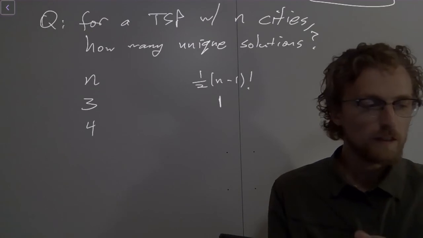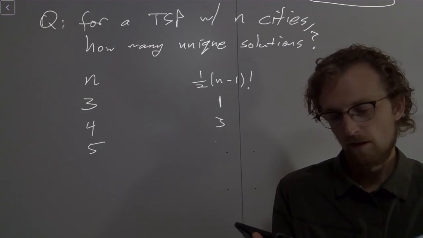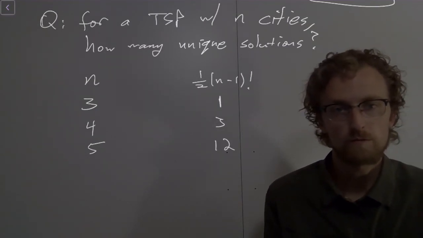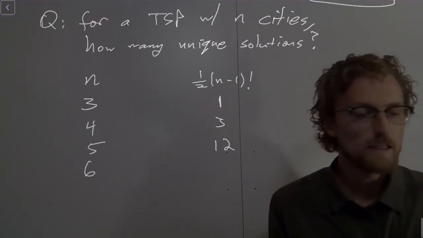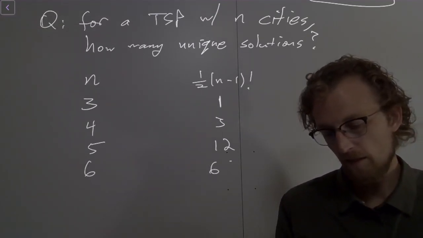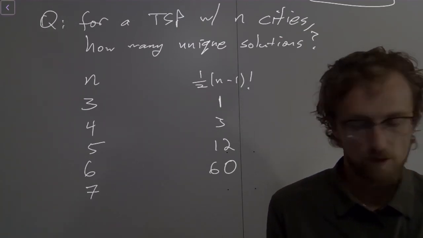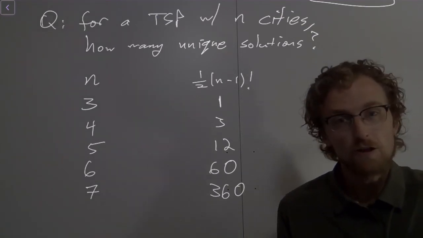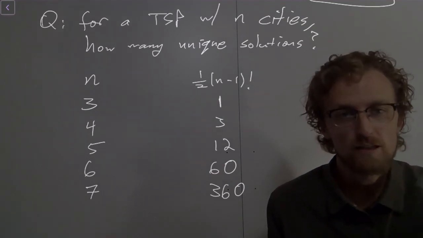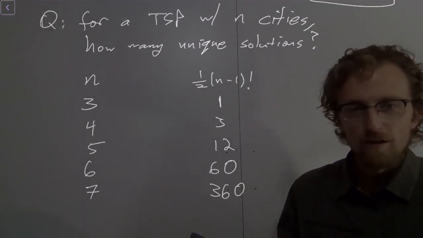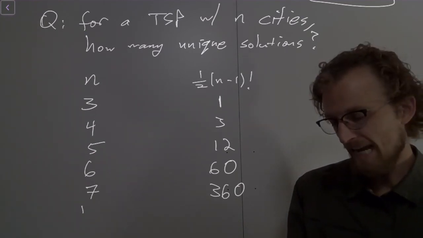But if n is 4, then this jumps up, and we have now 3. Say n is 5, well, then there's 12 possible tours, which is okay. We can live with that if we need to. If n is 6, then there's 60 possible tours. So this is growing fast. If n is 7, then there's 360. So that should make you worry, right? You jump from 12 to 60 to 360. That's reasonably fast growth. I mean, of course it is. It's factorially fast growth. So let me jump to 10.